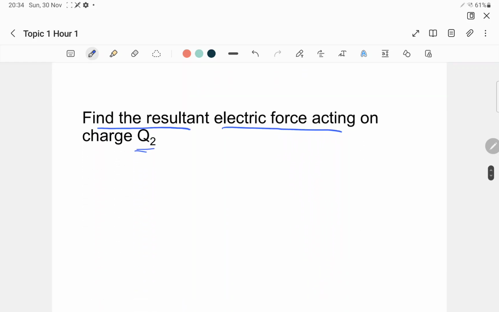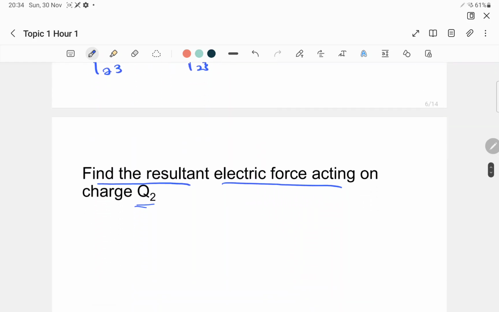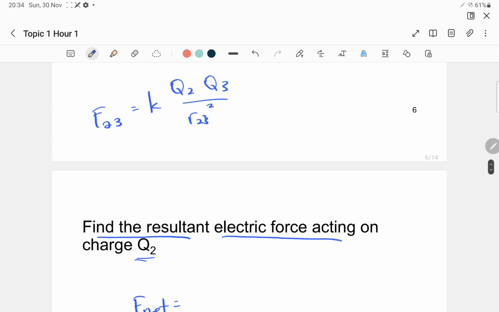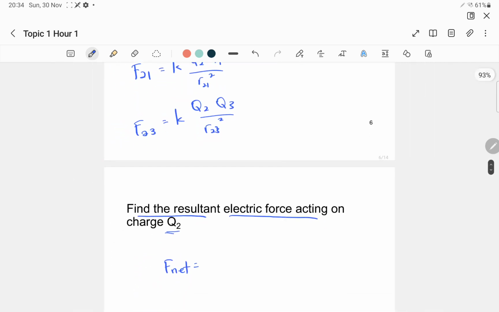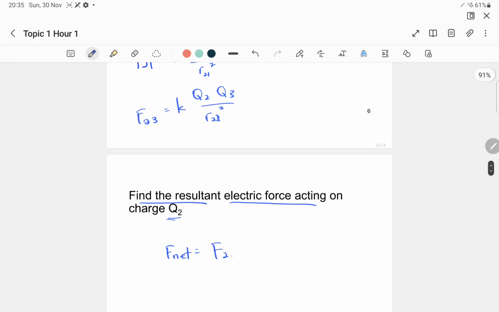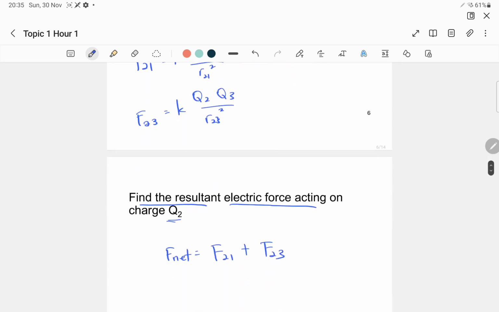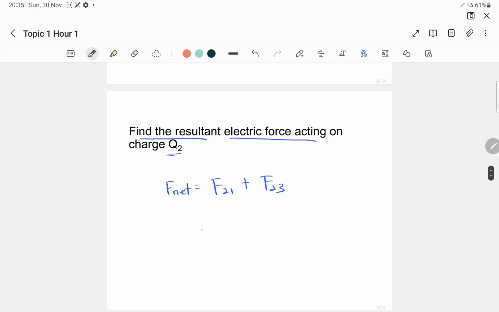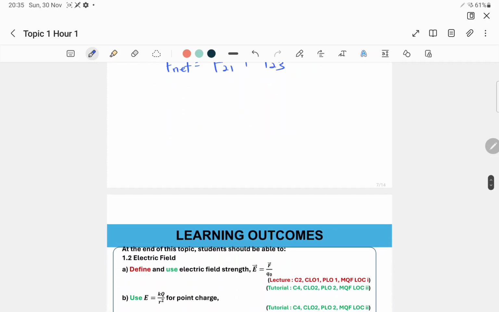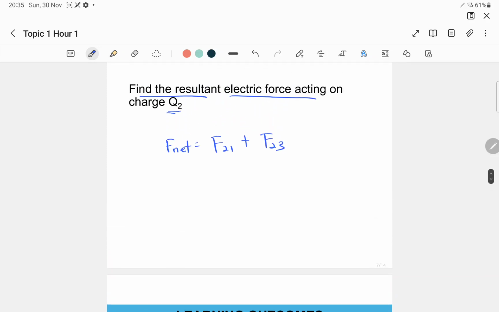then see whether you can get the F net or not. So F net will be equivalent to F21 plus F23. Both are acting to the right, so the final answer you will end up with is a positive value. This next subtopic I will do in a separate video. That's all.